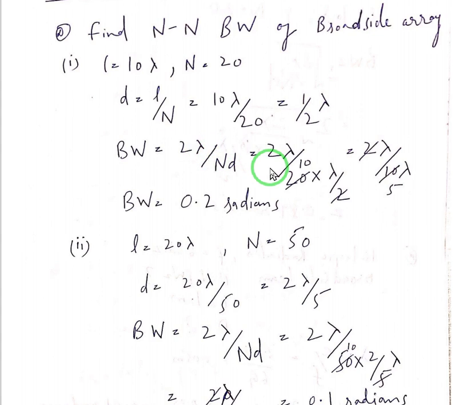That 2 lambda by n, which is 20 as given in the question, and d is lambda by 2, as we already found. Putting the values in the formula, we get 1 by 5, which equals 0.2. That means the beam width of this particular antenna has the value of 0.2 radians.